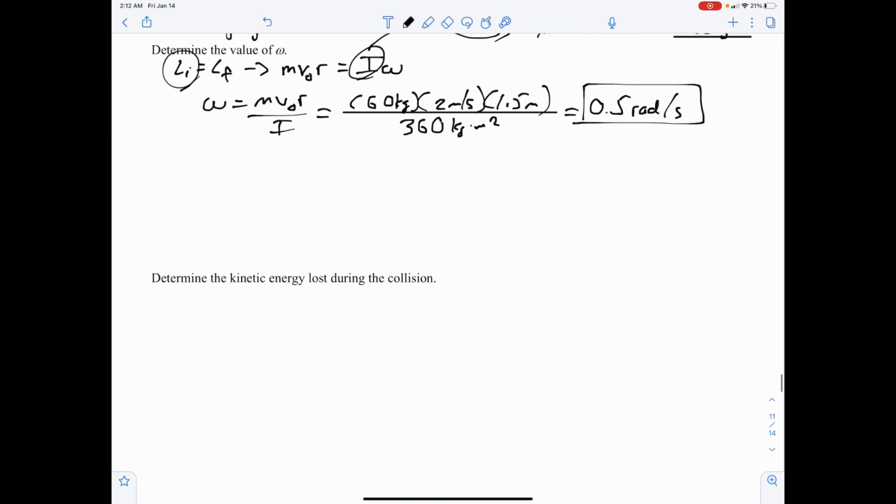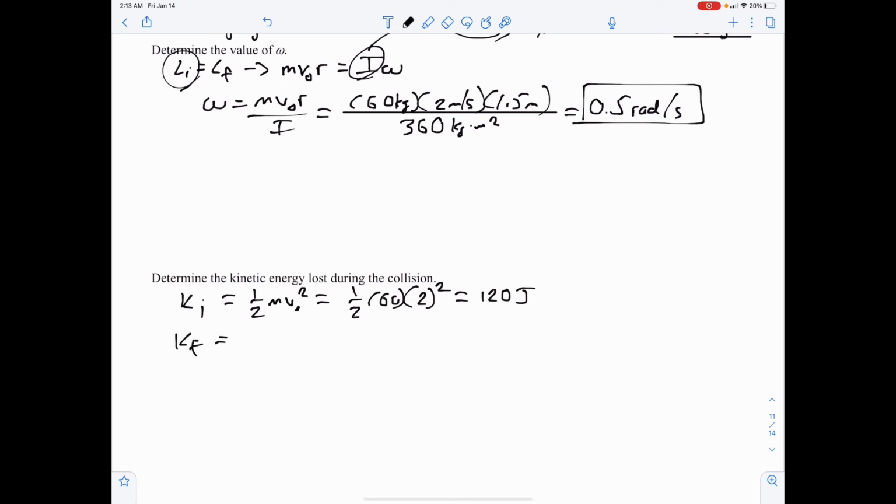Determine the kinetic energy lost during the collision. Well, you got to figure out the kinetic energy before and after to figure that out. So kinetic energy before is just due to the child, and it's 1/2 m v naught squared, or 1/2 times 60 times 2 squared. 2 squared is 4, half of 60 is 30, 4 times 30 is 120 joules.